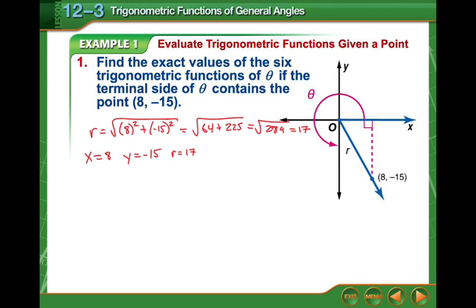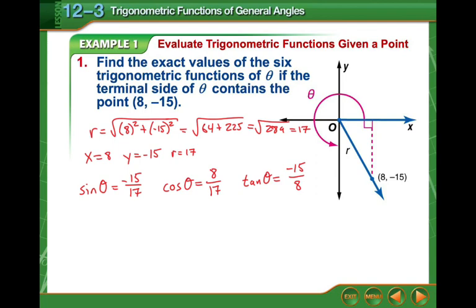Now we have everything we need to plug in and simplify, if we can, to our 6 trig functions. So sine of theta, we don't know our theta, and that's okay, is going to be equal to, remember sine is y, so it's y over r. Negative 15 over 17. That can't simplify, so that's as good as it's going to get. Cosine of theta is going to be our x value over r. So 8 over 17. And again, that doesn't simplify. And then we've got tangent of theta is going to be our y value, negative 15, over our x value of 8.